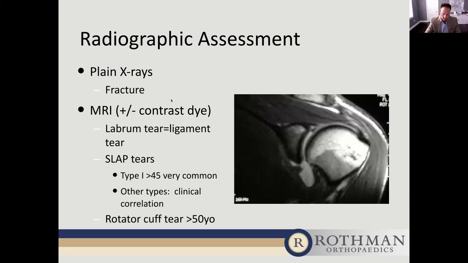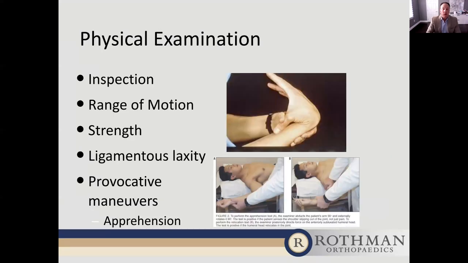So we want to look at range of motion of the shoulder. We want to check their strength, make sure there's no nerve palsies from the dislocation. We want to again check ligamentous laxity. We want to do a provocative maneuver, which is called an apprehension test, shown in the lower part of the screen here, where we can lay somebody down or sit somebody up and put their arm back in that 90-90 position. If the ligaments are disrupted or torn or the labrum is torn, they will feel their shoulder come out of place, or feel like it's going to come out of place, which they're apprehensive about.